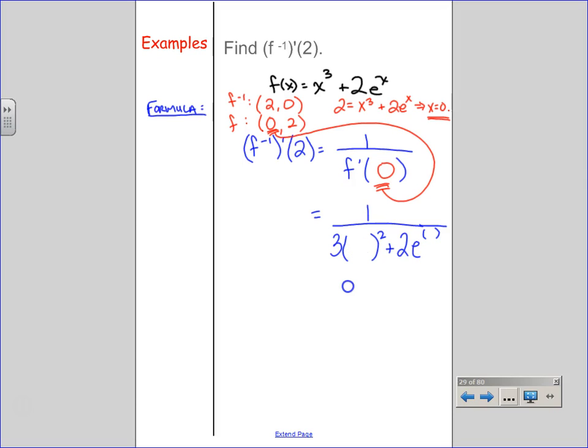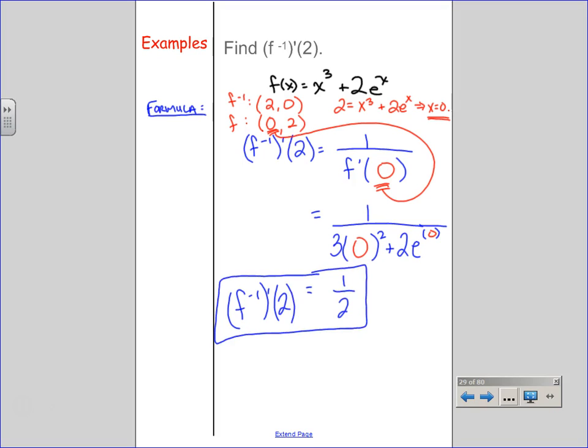Different color just to show. I'm plugging in 0. I'm plugging in 0. We already know what that is, because that's just going to be 0, kind of like it was a second ago. And then e to the 0 is 1. So therefore, the final answer is just 1/2. The final answer meaning F inverse prime of 2. Who got there before me? Give me a thumbs up.